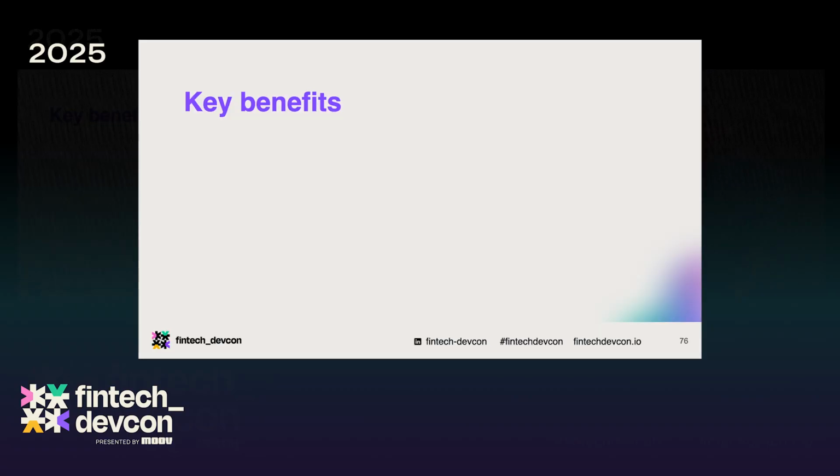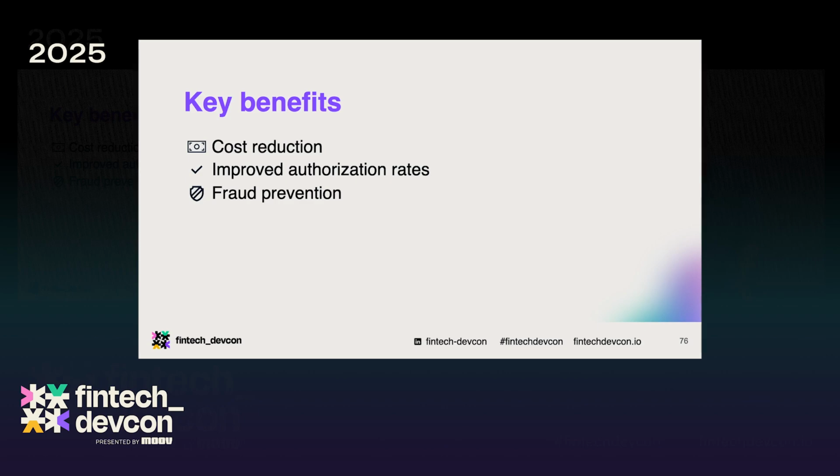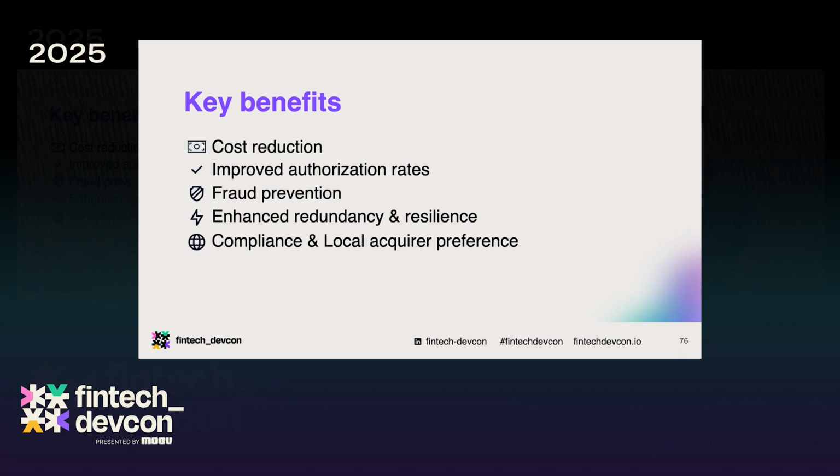So to reiterate all the key benefits: cost reduction is something that we can achieve here. We can achieve improved authorization rates. We can prevent as much fraud as possible. And we can have enhanced redundancy and resilience. And as well, we are compliant and stick to local acquirer preferences.